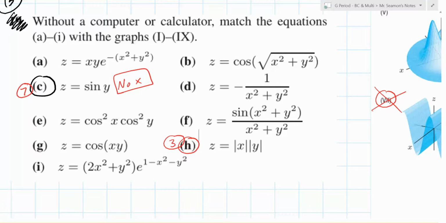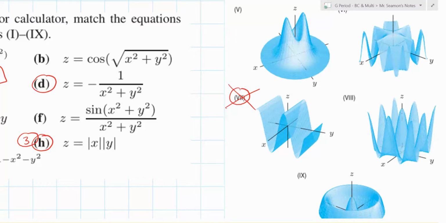Which one do you think I would pick next? G. Nah, I think D. Okay, you guys can figure. So I'm going to do D. D is negative 1 over x squared plus y squared. So it's always going to be what? Negative. And as x and y get really small, the bottom gets really, really small, right? So the overall thing gets really, really big, but it's negative, so it's going to go down. As x and y get small, you get closer to the z-axis. As you get closer to the z-axis, it's going to go down.